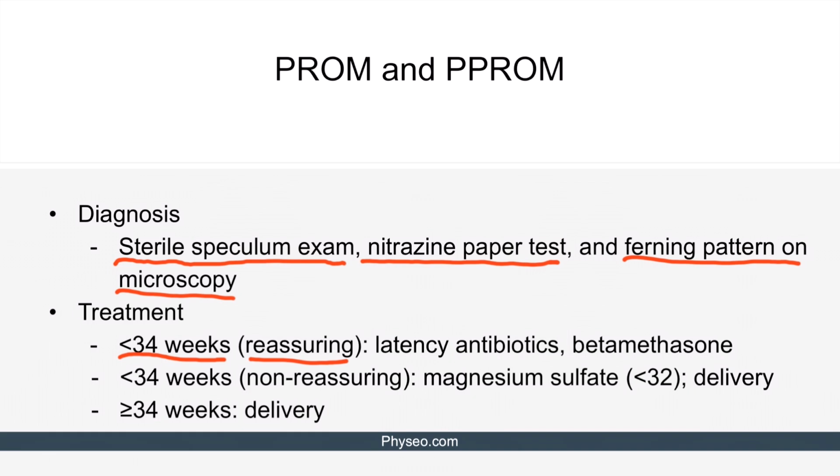In contrast, if the mother is at less than 34 weeks of gestation, but the non-stress test is non-reassuring, we should perform delivery. In case of delivery at less than 32 weeks, we should administer magnesium sulfate to the mother to decrease the risk for cerebral palsy in a neonate. And if the mother is greater than or equal to 34 weeks of gestation, delivery is usually performed because the risk of chorioamnionitis is greater than the benefit of keeping the baby in the uterus.